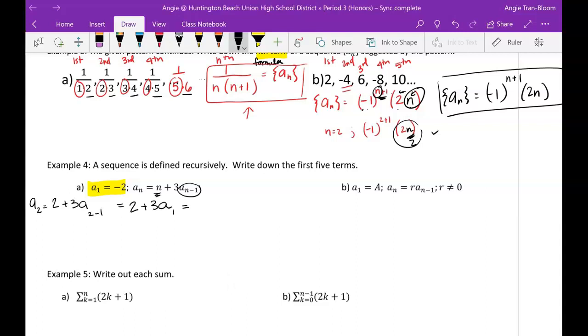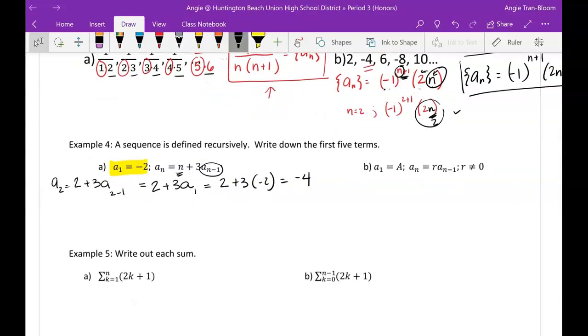Well, they gave you the first one. They gave you a sub 1 is negative 2. So 2 plus 3 times negative 2 is going to give you an answer of negative 4. So that's your second term. Recursive means that you have to know the term before. So that's why it's a pain when it's recursive, because you do have to find the previous term to find the next term. Okay. Same thing with a3, a4 and a5.